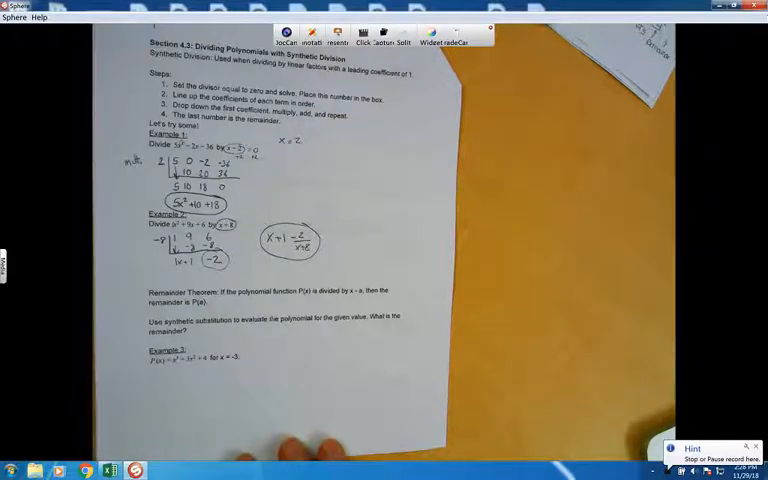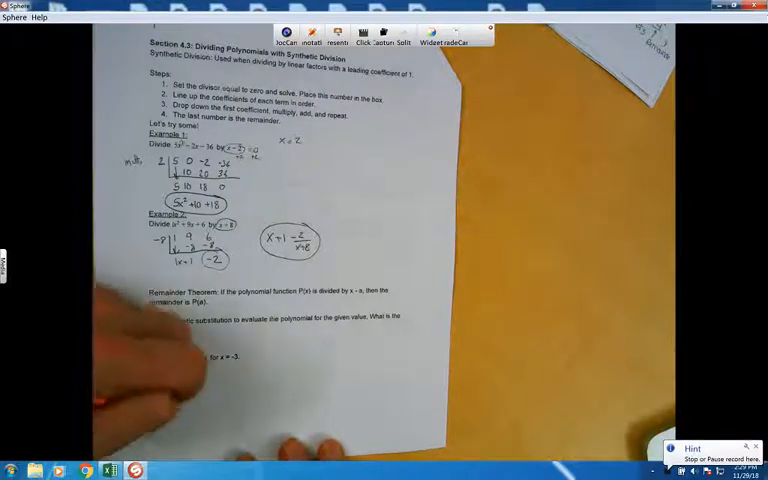So it says use synthetic division to evaluate the polynomial for the given value. What is the remainder? So basically they're telling us, hey, this is going to be kind of like example 2. It's going to have a remainder. I want you to tell me what that remainder is. So let's do it.